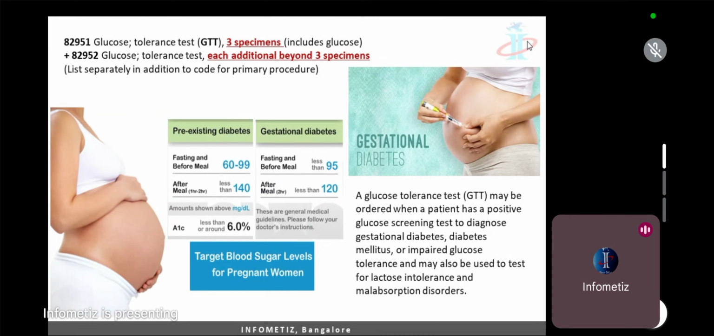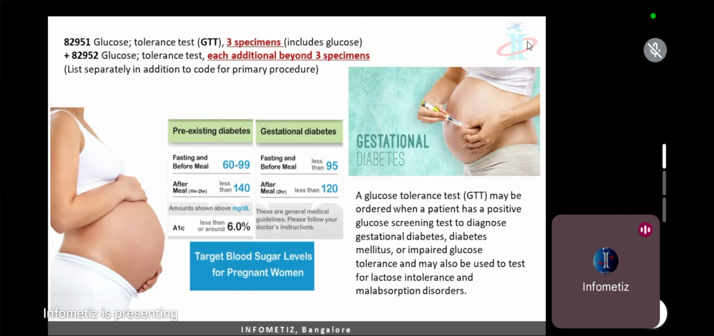If it is beyond 3, then we have an add-on code, 82952. And 82952 does not need any 91 modifier because it's already an add-on code. Why did we add the 91 modifier yesterday? Because insurance was not accepting it, right? Repeat test is not allowed. Here we have a code for the repeat test, so no need to add the 91 modifier.